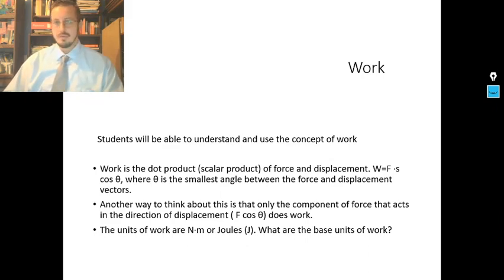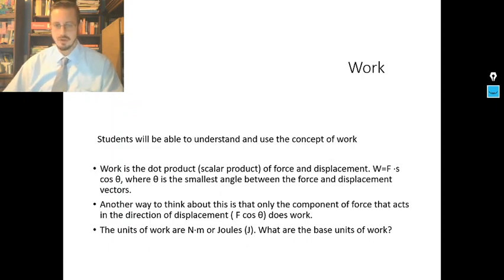Only the component of force that acts in the direction of displacement contributes to the work done. We can capture that with the equation work equals force times displacement times cosine theta, where theta is the smallest angle between those vectors. Or force cosine theta times displacement. That makes a little more sense when you think about force times cosine theta: that is the component of force that's going in the direction of displacement.